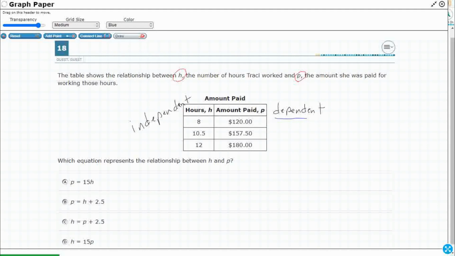So if you work 8 hours, you're going to get 120 bucks. If you work 12 hours, you're going to get 180. So that's one way to keep track of the independent and dependent variables: the dependent variable always depends on whatever happens with the independent variable. So if we're looking at this relationship here, we need to look side to side, between the two different variables, the H and the P. Right, so 8 goes up to 120, 10.5 goes up to 157.50.